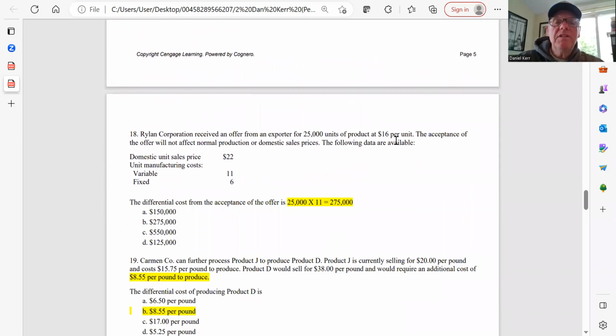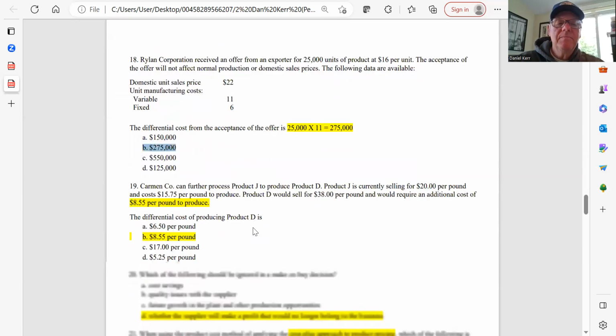Okay, and this one looks very similar here. A special order for 25,000 units at $16 per unit. Acceptance of the offer will not affect normal production. The following data are available: the differential costs from the offer. Differential costs would be the number of units times the variable costs. So 25,000 times 11 is 275,000. And again, I forgot to highlight it there, but there it is right there, B.